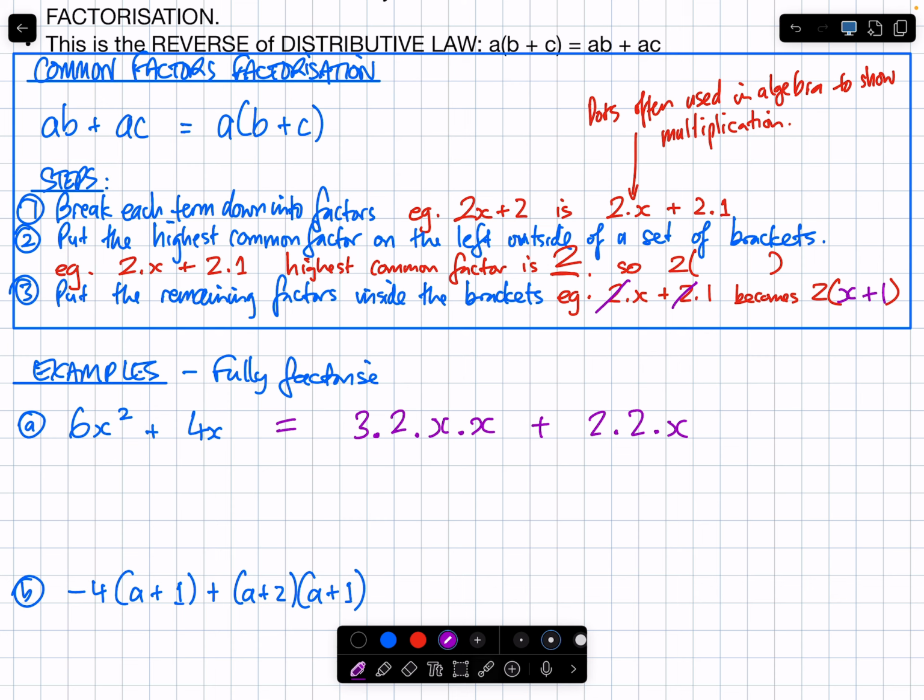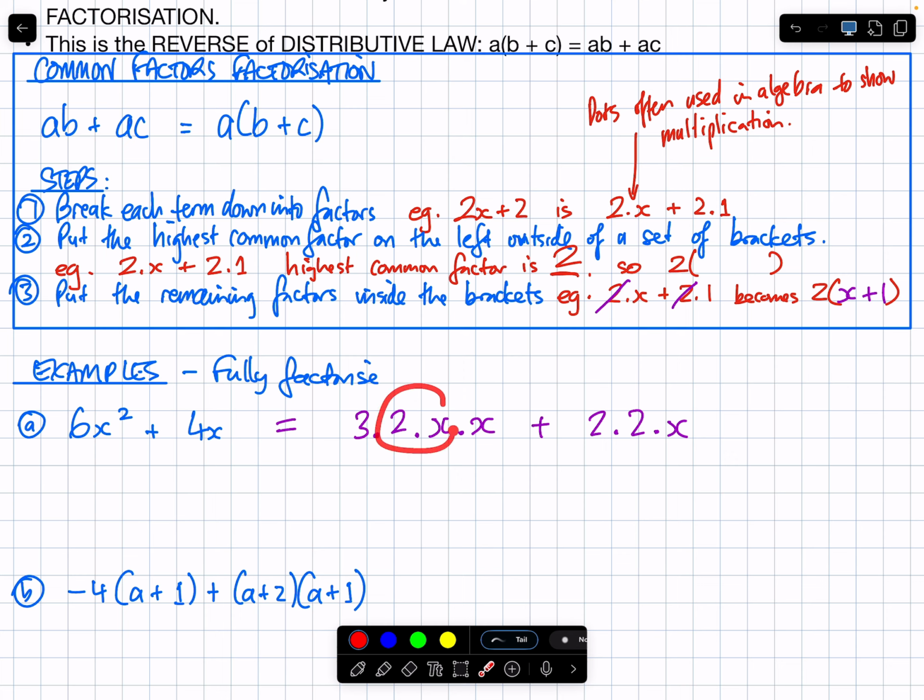So, see, that's a demo of step 1. Break each term down into factors. Step 2, put the highest common factor on the left. Someone other than these two, tell me, what's the biggest thing that I see in both of these? It's not just one number. Can you see 2x? Good.